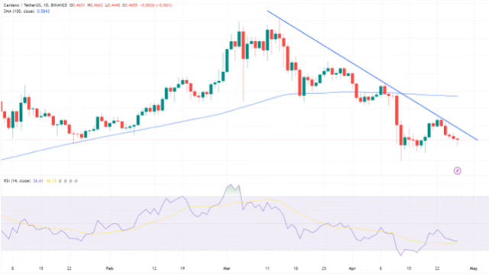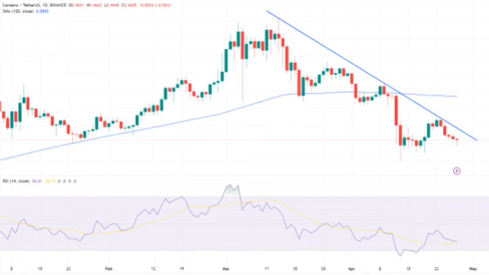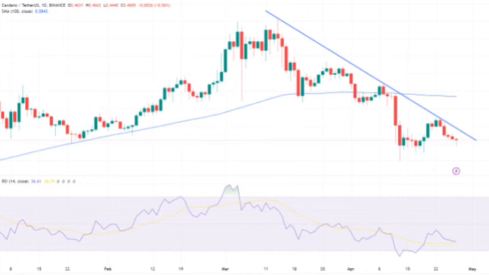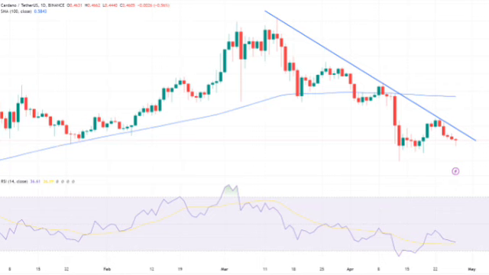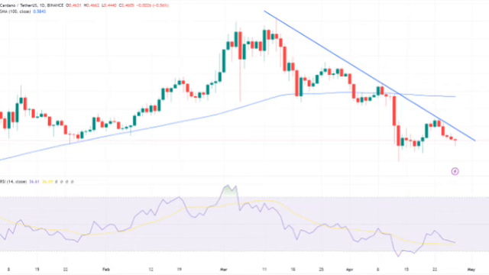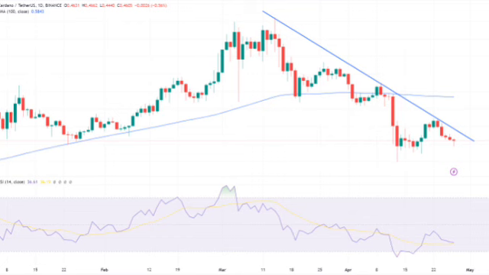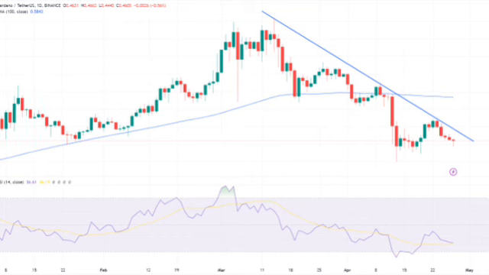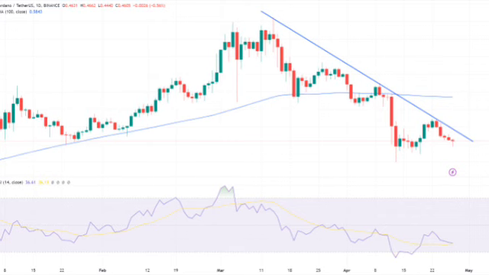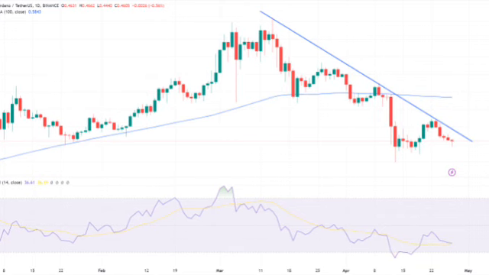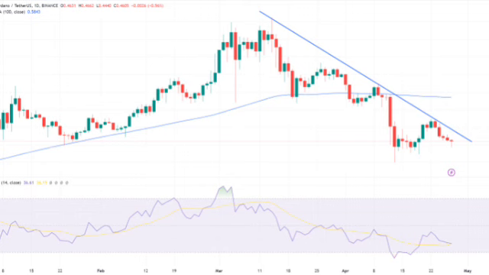But remember, the crypto market is a volatile beast, and things can change faster than you can say blockchain. Now let's talk about support levels. If ADA's price breaks below previous lows, we could see it heading towards its support level of 0.4 of a dollar. That's the price at which we'd expect to see a significant amount of buying pressure, possibly enough to stop the decline and maybe even reverse the trend.